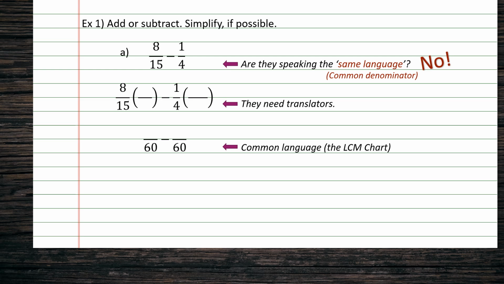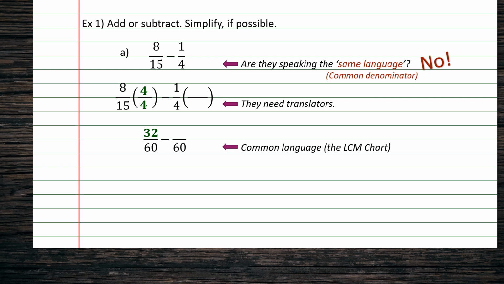The first fraction has a denominator of 15, but we need it to be a 60. So 15 times what gives us 60? 4. If we multiply 4 in the bottom, we must also do it to the top to help maintain its value. So now we have 8 times 4, which gives us 32. So our new equivalent fraction is now 32 over 60.